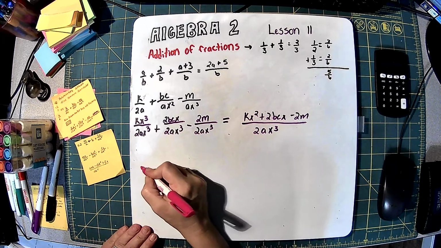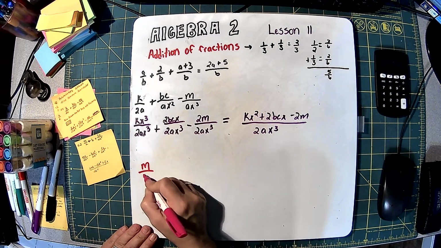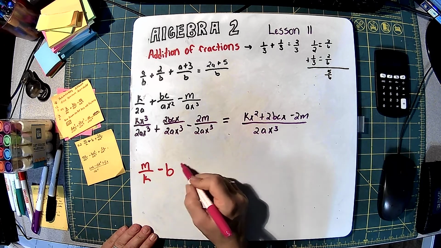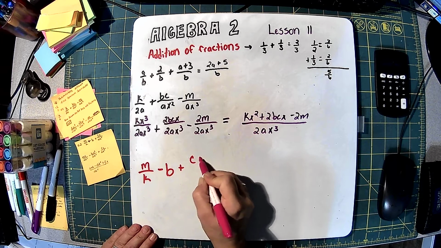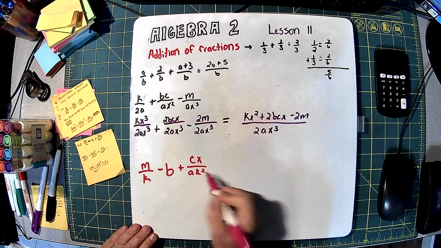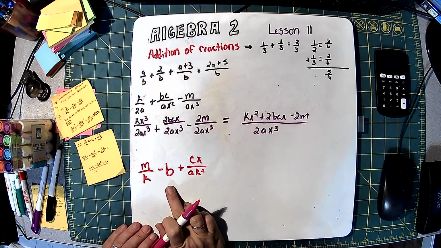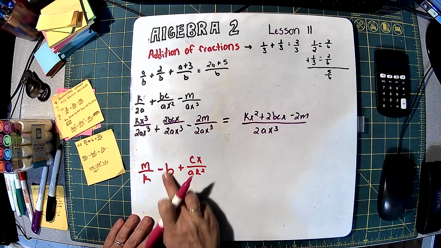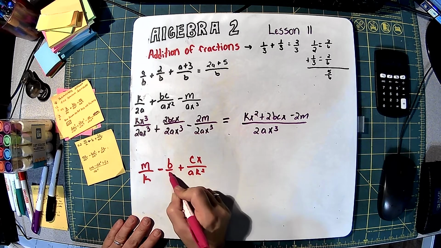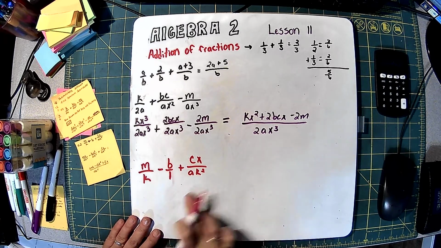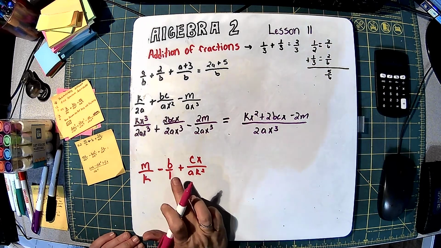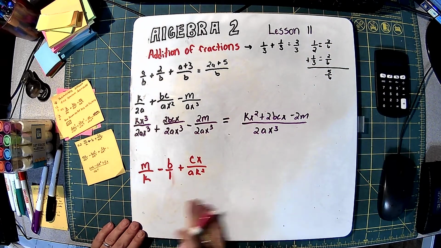This one is m over k minus b plus cx over ak squared. Now, when you have a whole number in there, the easiest thing to do is just turn that into a fraction. So it would be b over 1. Just put it over 1 and then you won't get confused. You got to make sure that you know that that fraction is in the numerator, not the denominator.